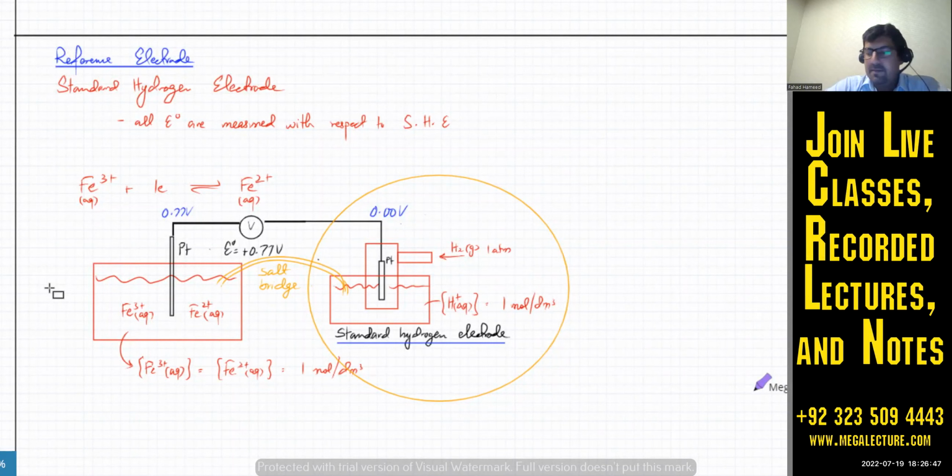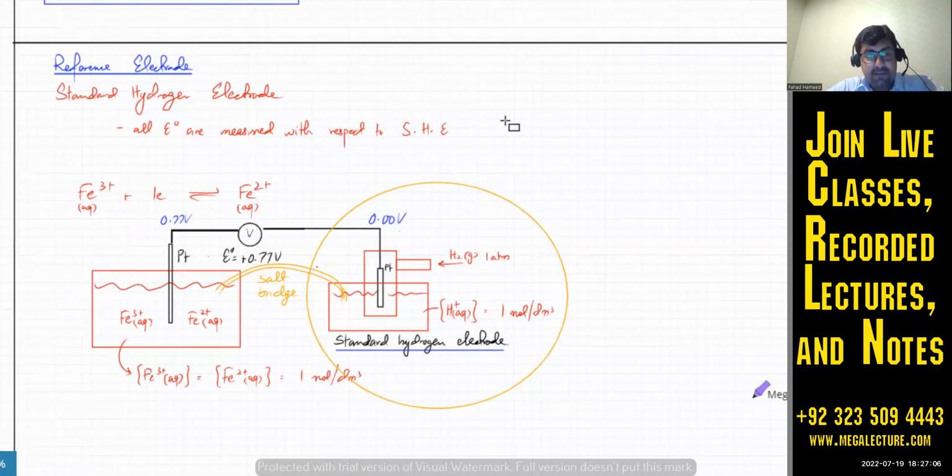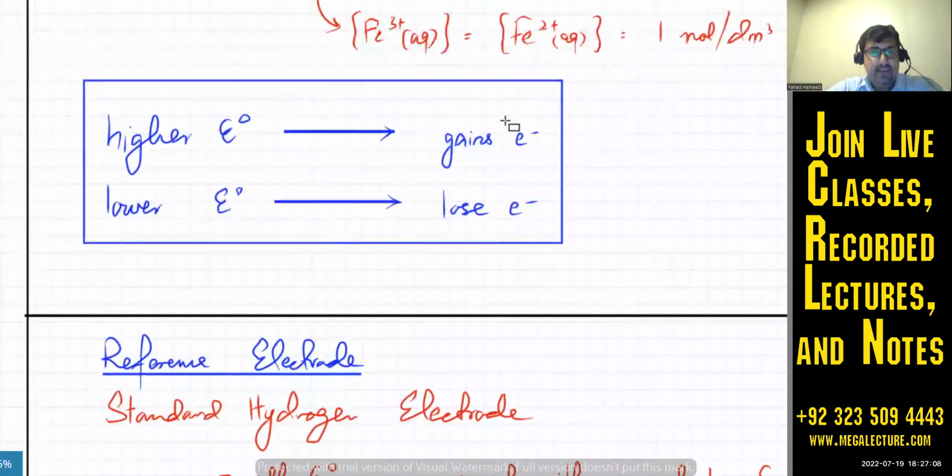Make sure you get the diagram right. So let's talk tomorrow. We'll discuss what's going to happen now when you have 2 electrodes and they're connected together. We'll discuss what the salt bridge does and everything else. But remember this: higher potential gains electrons, lower potential likes to lose electrons. Keep this in mind. This is the whole topic.